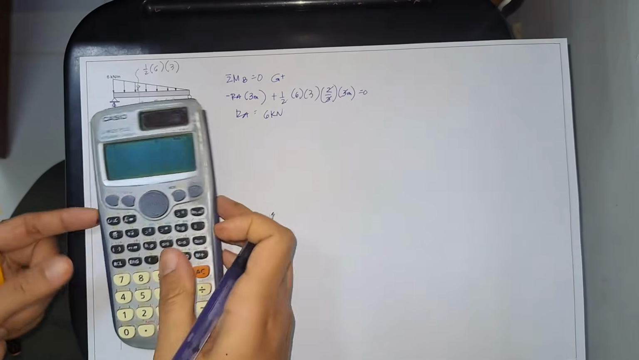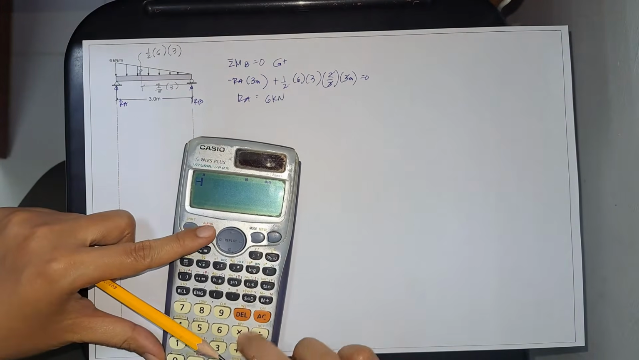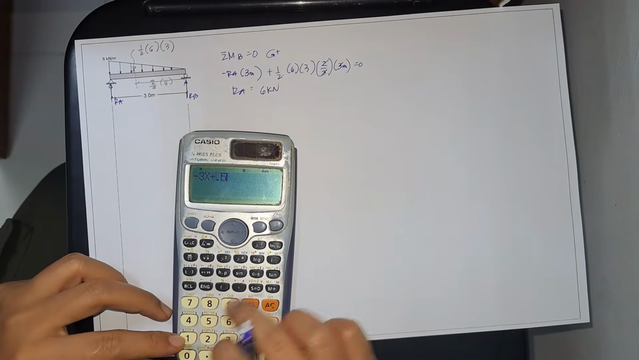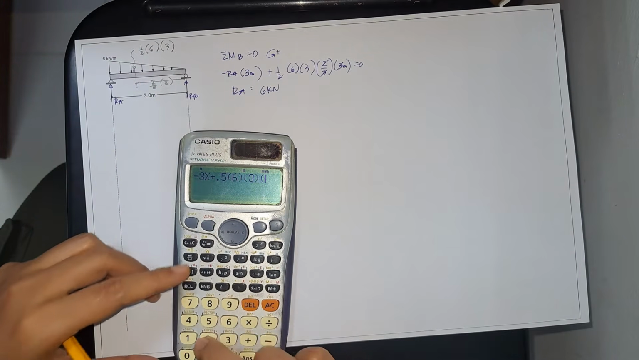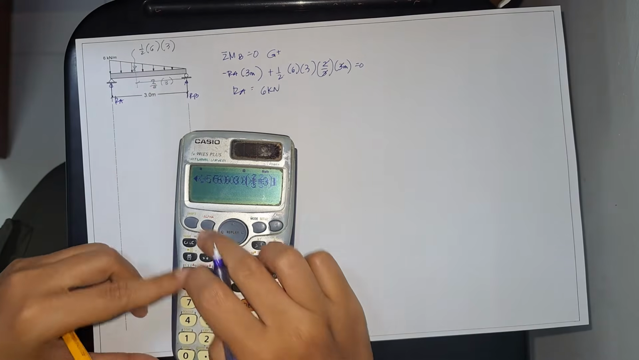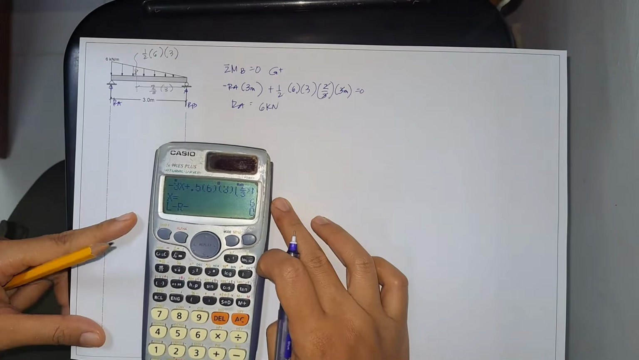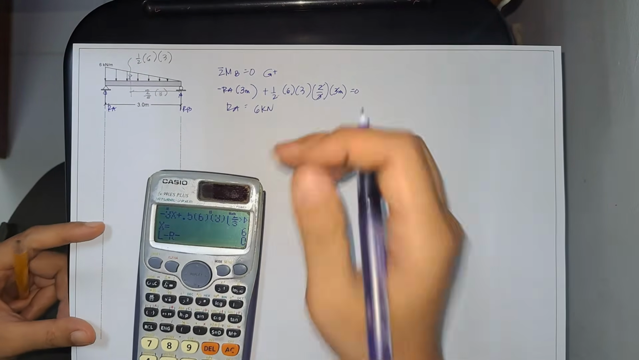Okay, so 6 kilonewton. Double check natin, baka mamaya pumalya tayo dito. Plus 0.5 of 6 by 3, tapos 2/3 of 3. Okay, so we have here 6 kilonewton.